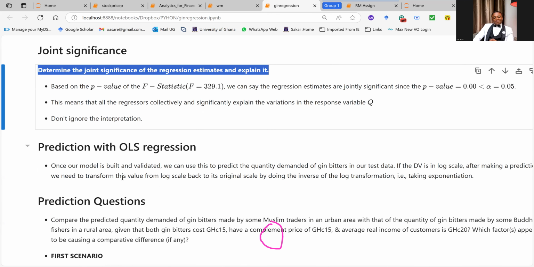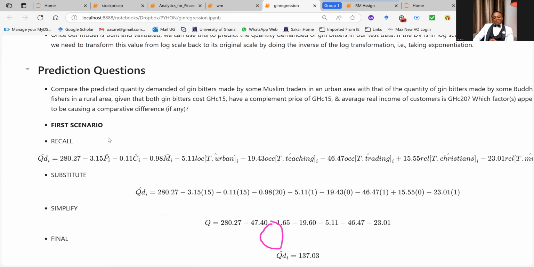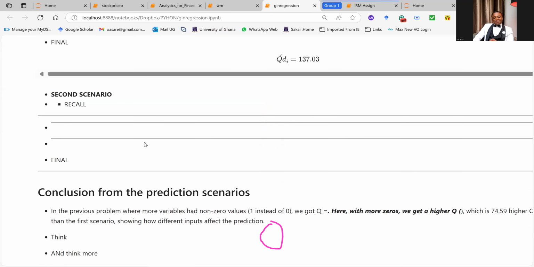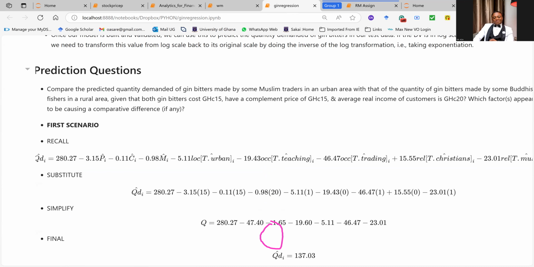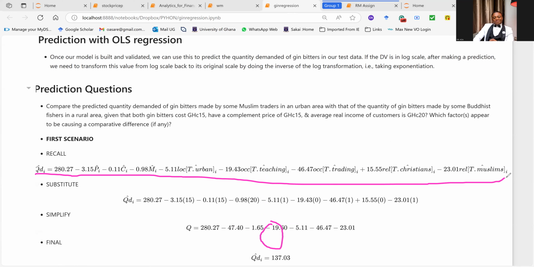The next thing is to use the model for prediction. I've given you the prediction situation here. I will encourage you to read all that you got to read when it comes to prediction. I have done one of the predictions for you. I gave you a scenario. If you look at this part of the model here, this is the estimated regression equation, the one with the coefficients.